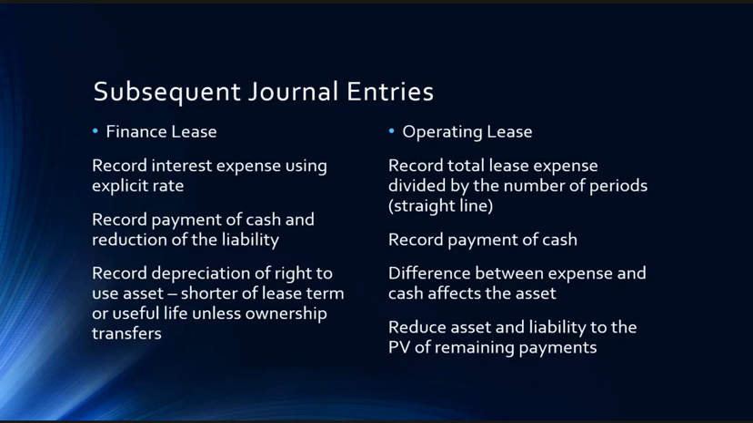So if the ownership transfers, use useful life. Operating lease, different types of journal entries. You're going to record the total lease expense divided by the number of periods, straight line. So it doesn't matter how much you pay each time, you're going to add up all the payments, divide by the number of payments, and that's the amount of lease expense that should be recorded each period. Monthly, annually, doesn't matter. That's how you're going to record it.